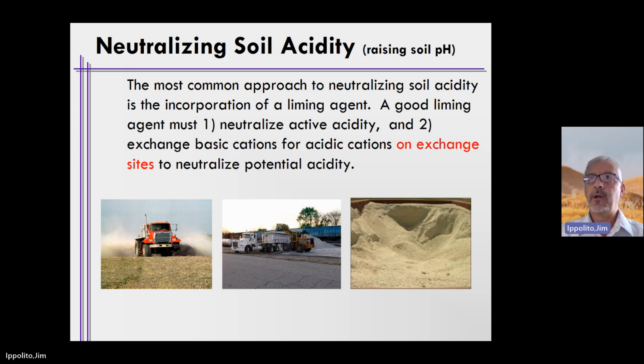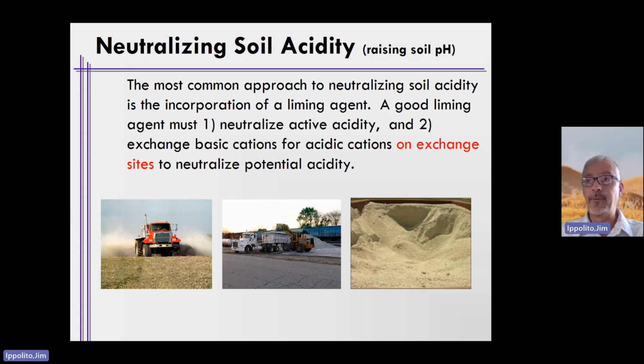So there's very common approaches to doing this. And the common approach is this, that you neutralize soil acidity via the incorporation of something called a liming agent. A good liming agent needs to do two things. It needs to neutralize the active acidity, so the acidity in the soil solution. And number two, it needs to exchange basic cations for acidic cations on cation exchange sites to neutralize the buffer acidity, or in this case on this slide, it says potential, but buffer acidity.